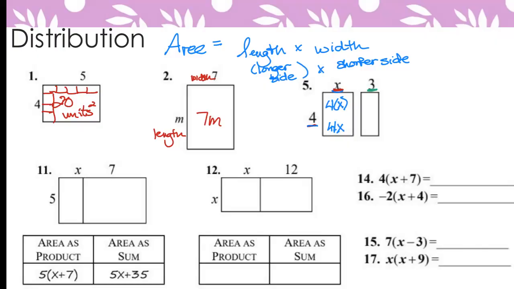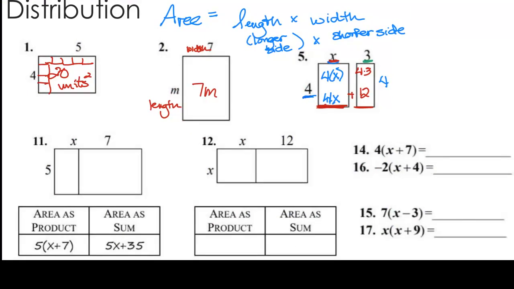What about the second rectangle? What is its length? It's not written right beside it, but what is it? Yeah, it's still 4, right? So this is 4, and with a width of 3 gives me an area of 12. So this is, if I would push them together, 4x plus that 12. 4x plus 12. There he is. All right. Questions on 5?